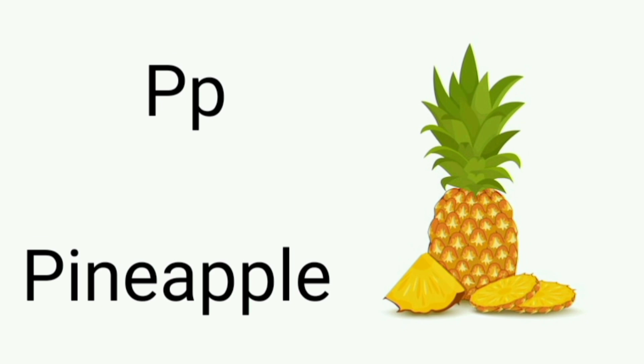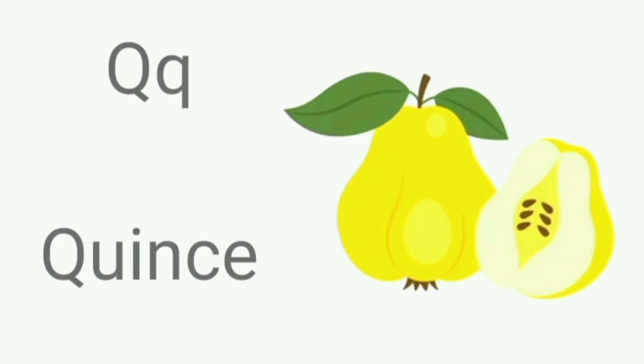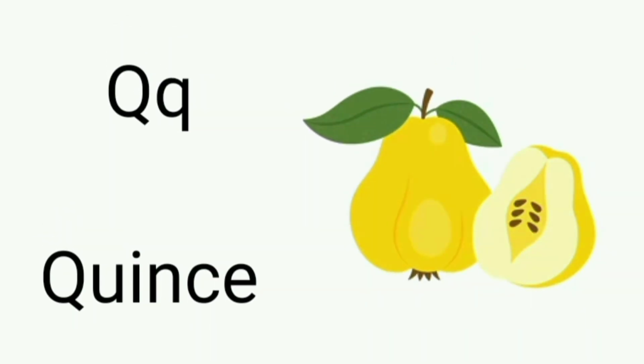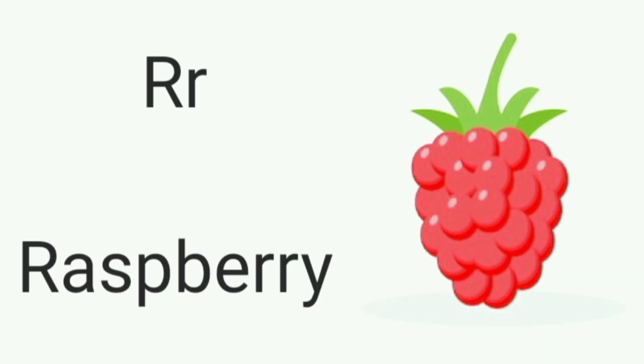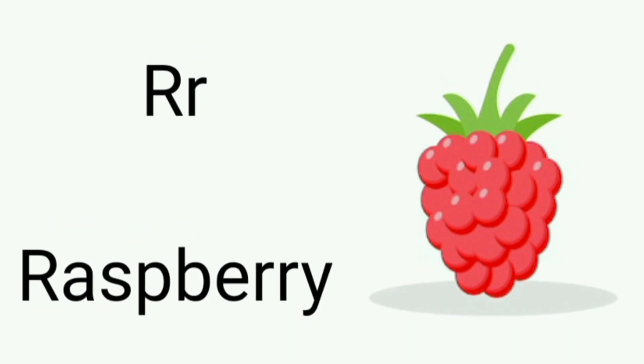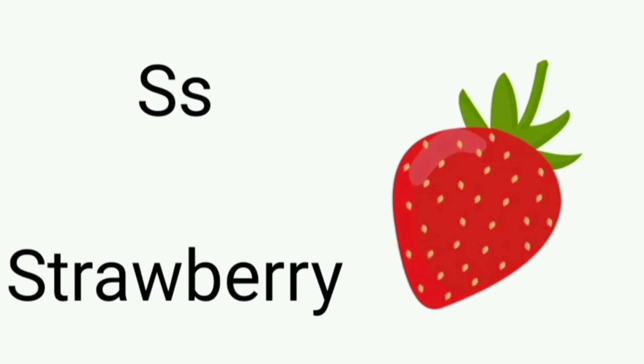P is for pineapple. Q is for quince. R is for raspberry. S is for strawberry. T is for tomato.